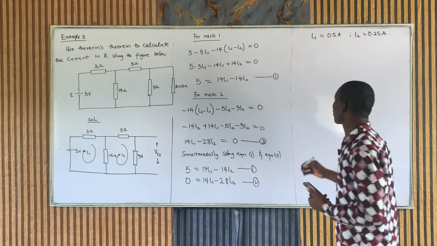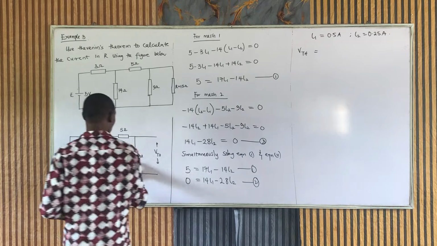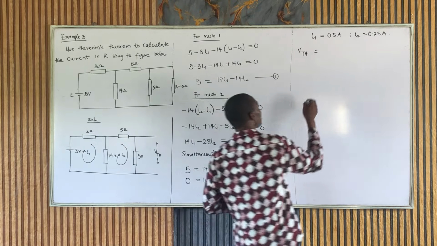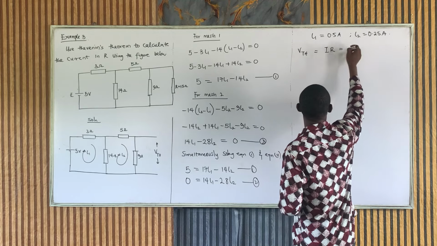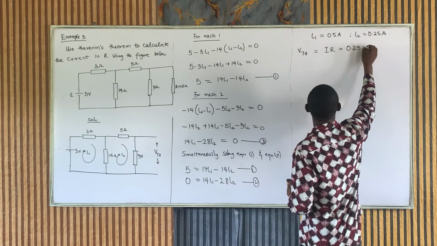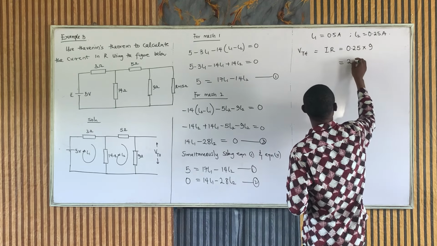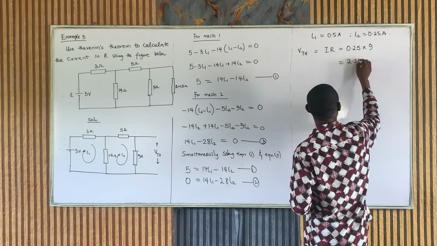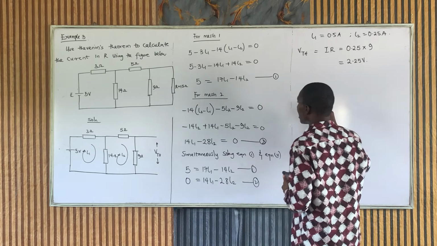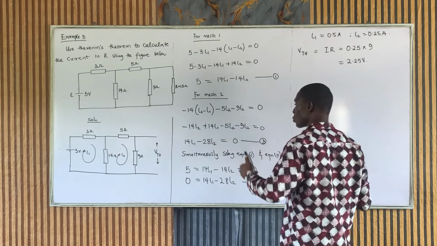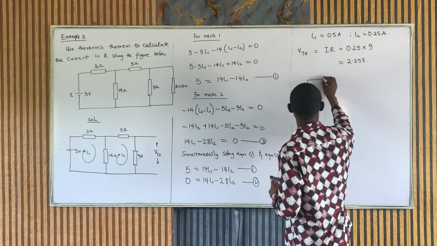So the next thing to do is to get our VTH. Since I've gotten I2, and that's flowing through this 9 ohm resistor, I can say my VTH is IR. The I is the I2, which is 0.25, and the resistor is just 9. So this is going to give us 2.25 volts. The next is to get our RTH. We're still going to use that, but short circuit the voltage source.